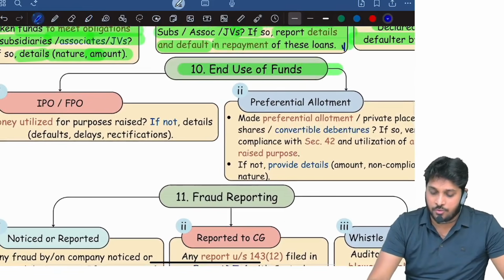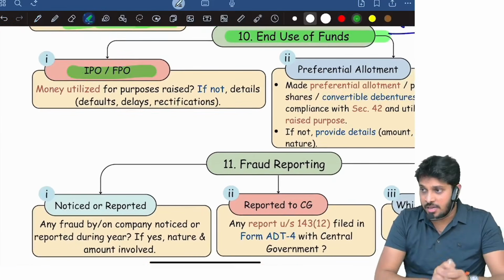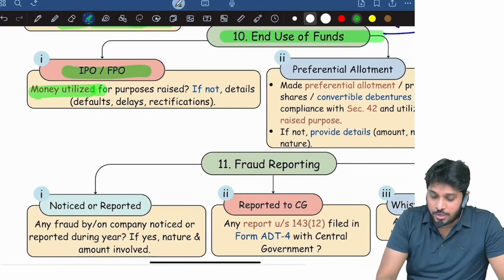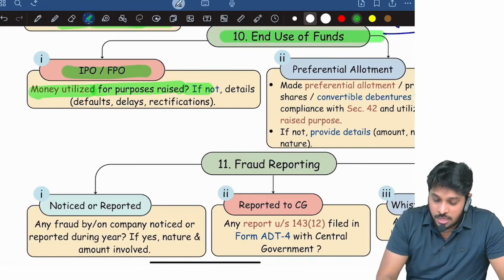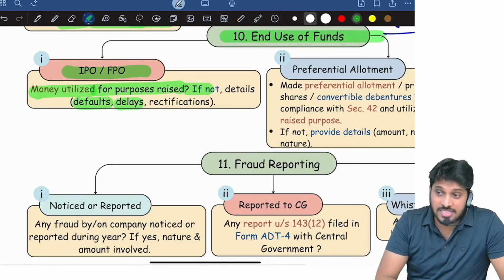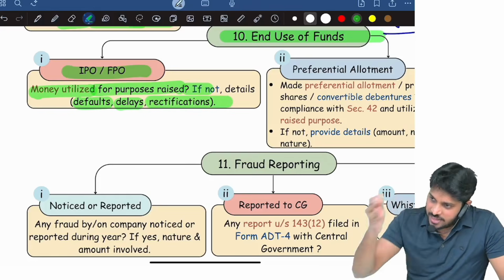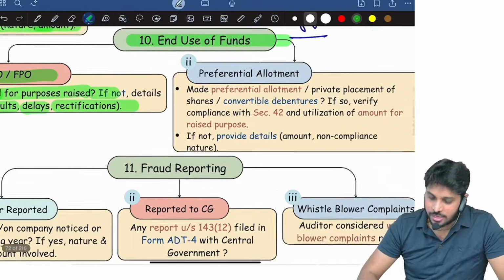This is regarding IPO and FPO, especially. Whether the company raised any money in the form of IPO, FPO, and whether the money was utilized for the same purpose. If not, for what purpose it was misused, or if there is any delay in using the fund, and subsequently they would have rectified it. Even if they rectified it subsequently, still you have to report it.